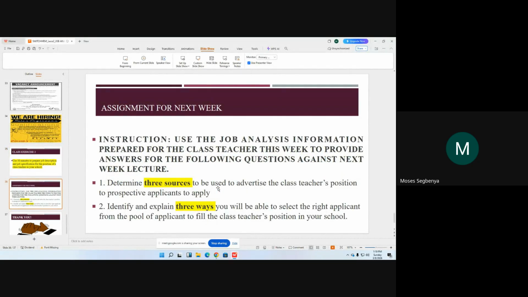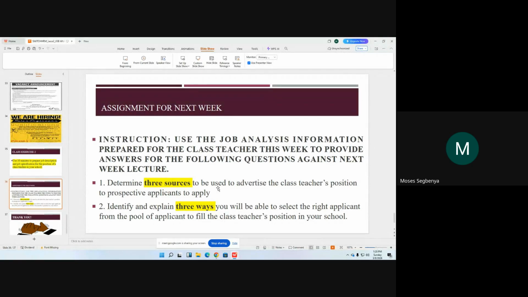Here we say, use the job analysis information prepared for the class teacher this week to provide answers for the following questions as against next week's lecture. So you are to determine 3 sources to be used to advertise the class teacher's position. And 2, identify and explain 3 ways you will be able to select the right applicant from the pool of applicants to fill the class teacher's position. So you do this for next week.